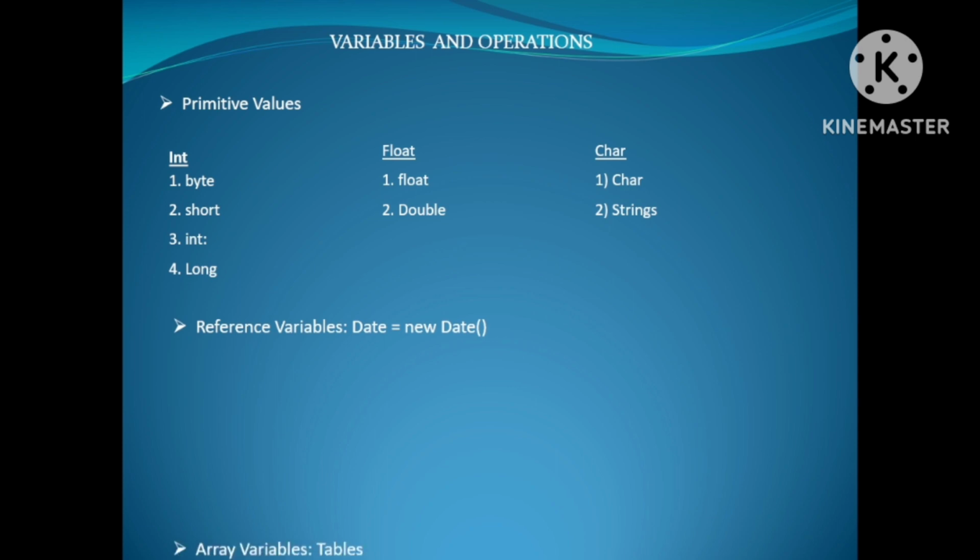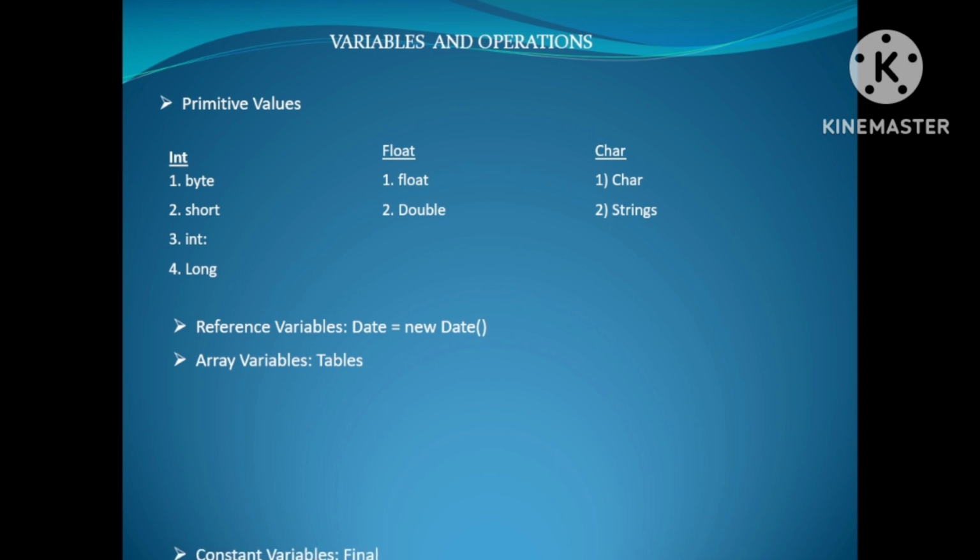The next one are array variables. Array variables are just for storing collections of values of the same type, which means that it possesses different points or different boxes, but made up of the same type.